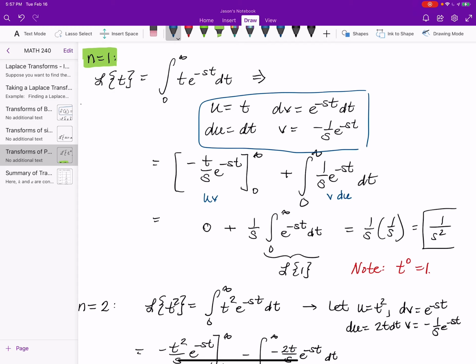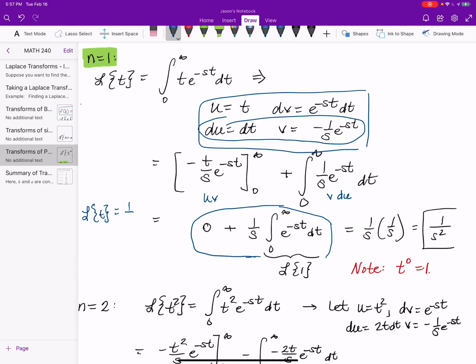Now, the thing to look at, though, is, first of all, notice I skipped a step here. It's minus integral v du. So it's minus these two multiplied together, but minus a negative is positive. If I remove the 1 over s, this is the step to really pay attention to right here. We know that that integral is the Laplace transform of 1. So I don't need to reinvent the wheel. I already know that that's 1 over s. So we end up with 1 over s times 1 over s, which is 1 over s squared, which is telling me that the Laplace transform of t is 1 over s squared. Now, why is that important?